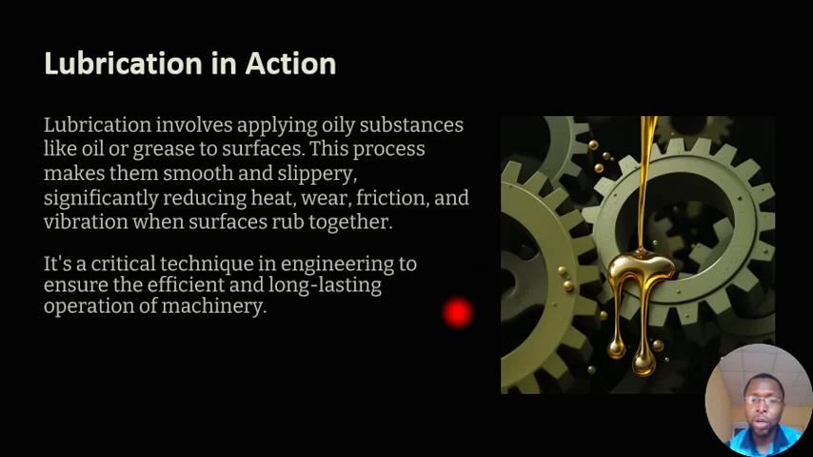Now, when we talk about lubrication, it just involves the application of oil. You could see where oil is being applied here on these two gears. So with the presence of this oil, the gears will not have high friction between them. They will be able to move smoothly between their teeth without high restriction due to friction. So it's simply the application of oil or grease to the surfaces so that the surfaces can move smoothly.